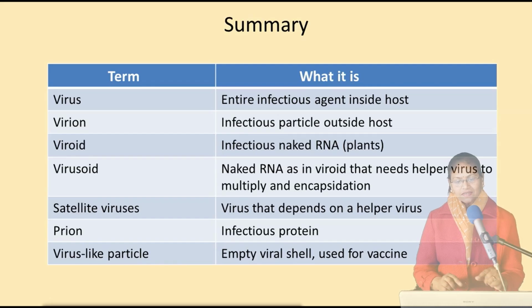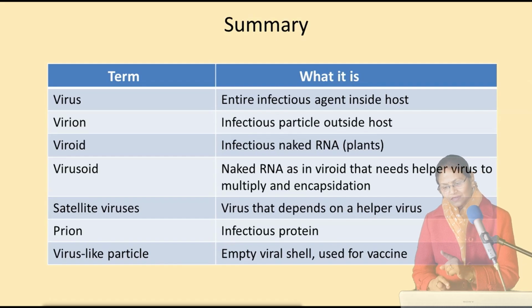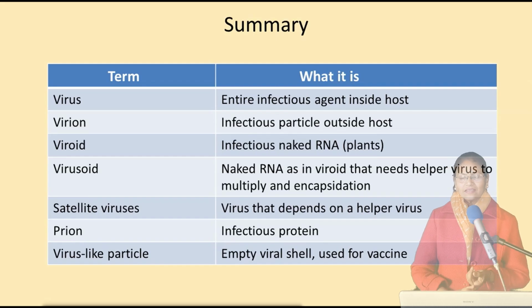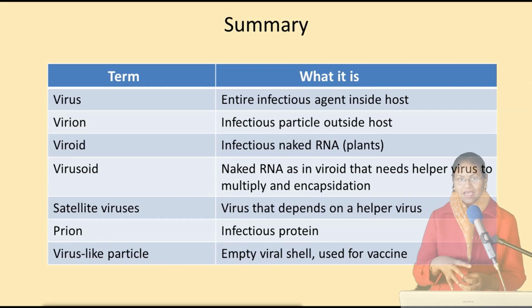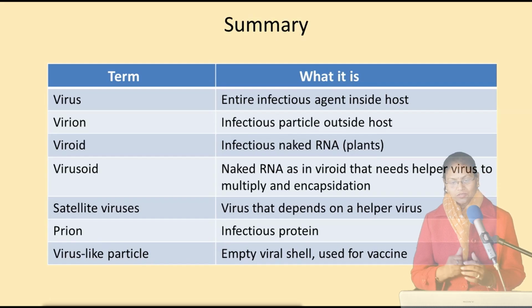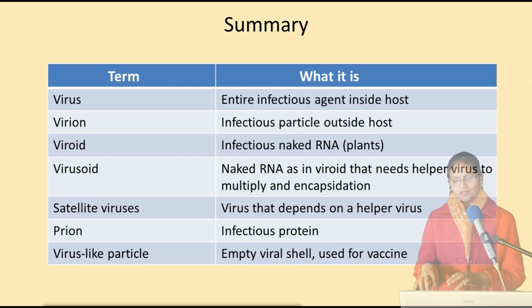Then virusoid, it is a naked RNA, same as the viroid, that needs a helper virus to multiply, and encapsidation. So these are two things. One is that it needs a helper virus, and the second is that in this case the encapsidation also takes place. That means it has to be covered by the protein coat. Then satellite virus. Satellite virus is the one which also depends on the helper virus, and it has DNA, RNA both.